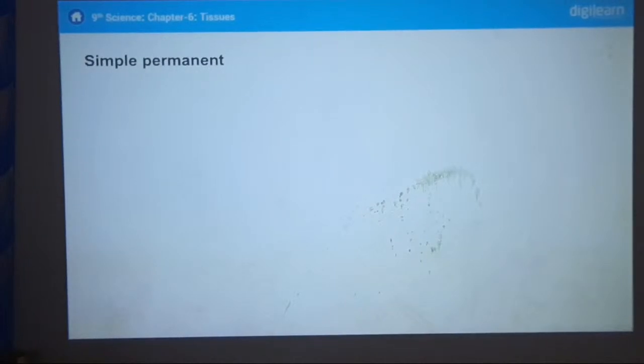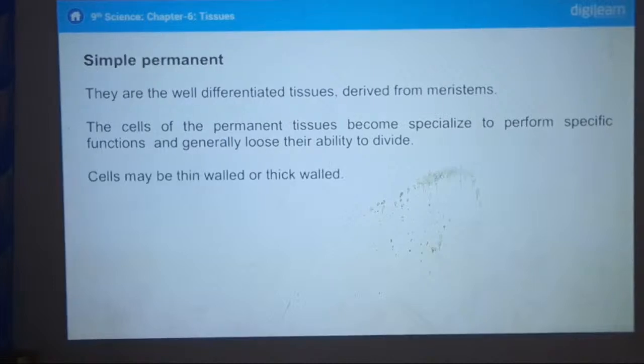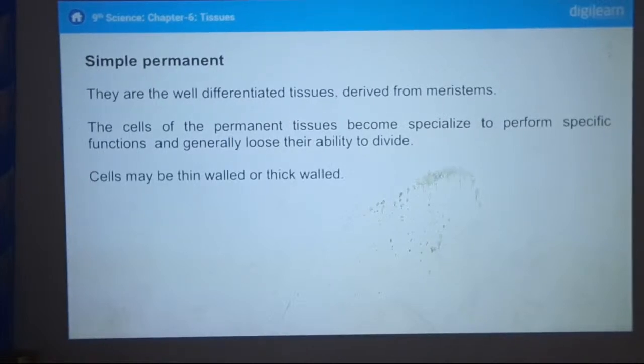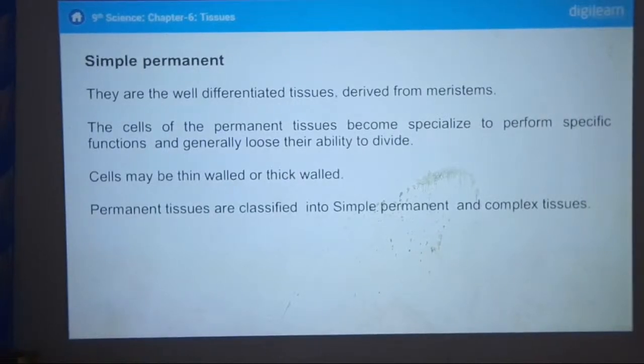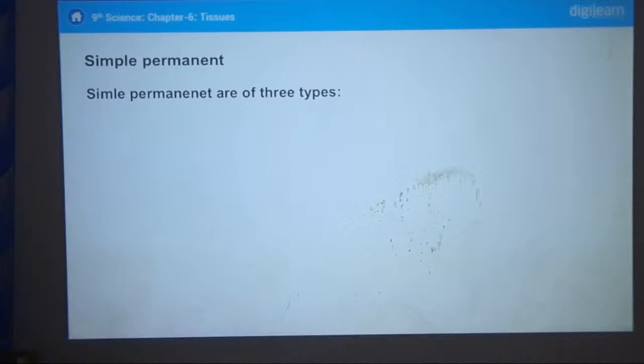Simple permanent tissues. They are the well-differentiated tissues derived from meristems. The cells of the permanent tissues become specialized to perform specific functions and generally lose their ability to divide. Cells may be thin-walled or thick-walled. Permanent tissues are classified into simple permanent and complex tissues. Simple permanent tissues are composed of similar cells that perform a common function. They are of three types: parenchyma, collenchyma, sclerenchyma.